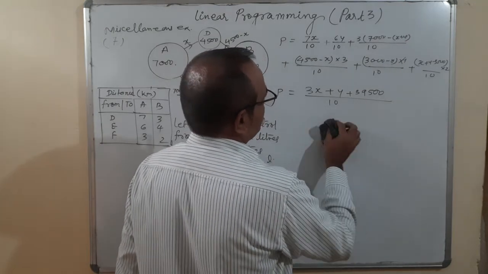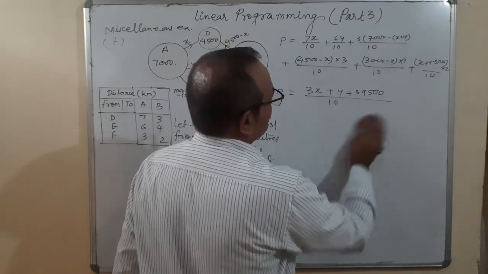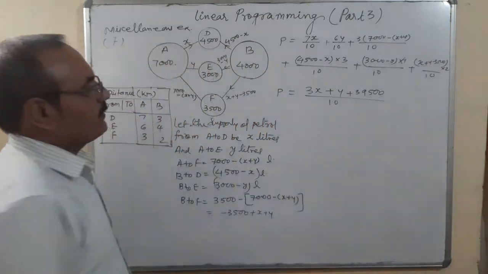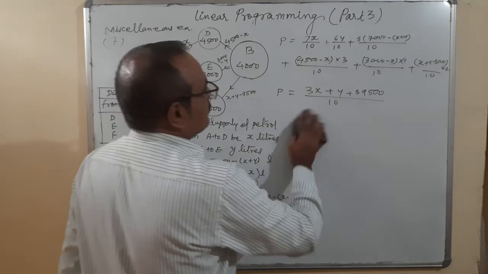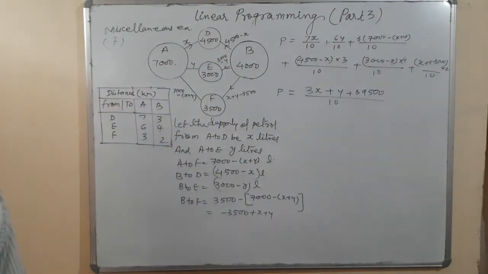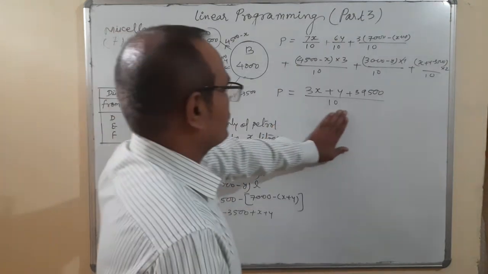This equation is called the profit equation: 3x plus y plus 39,500 upon 10 is the profit equation.